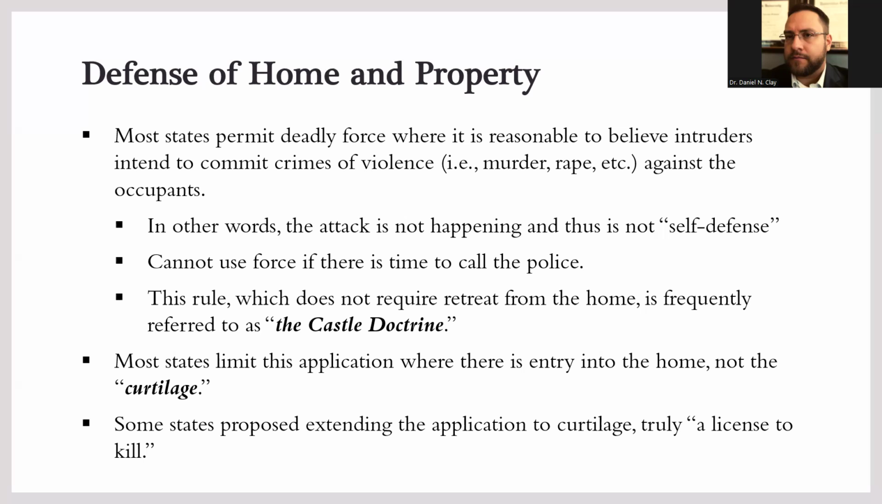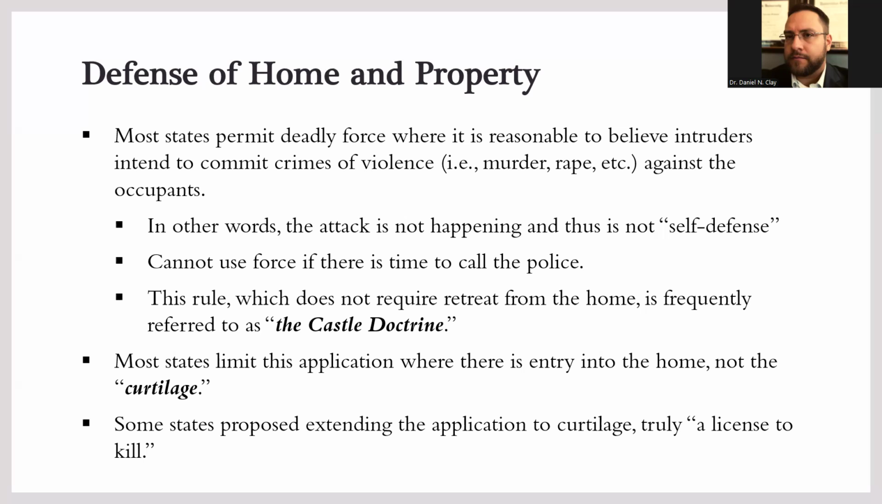But if we do extend this curtilage, right, it's really a license to kill. If somebody pulls into your driveway wrongly, as long as you have a reasonable belief that the person is there to commit a crime of violence, you can shoot them, right? So if somebody pulls into your driveway at 2 in the morning, and they're wearing a ski mask, you can just shoot them from your house. Never mind that it's the middle of winter. Maybe their heat isn't working in their car and they're just turning around. So again, it is problematic, right? So that is self-defense, defense of others, and defense of home property.